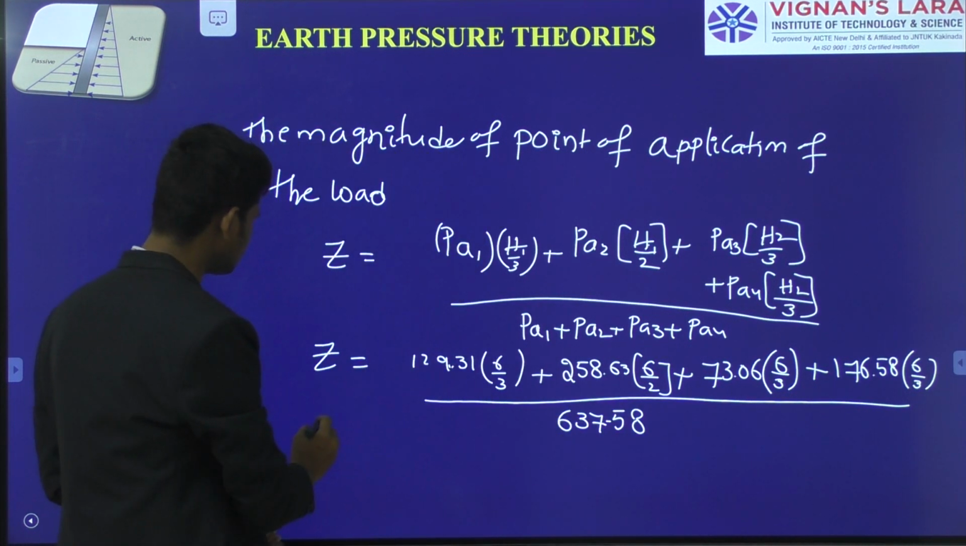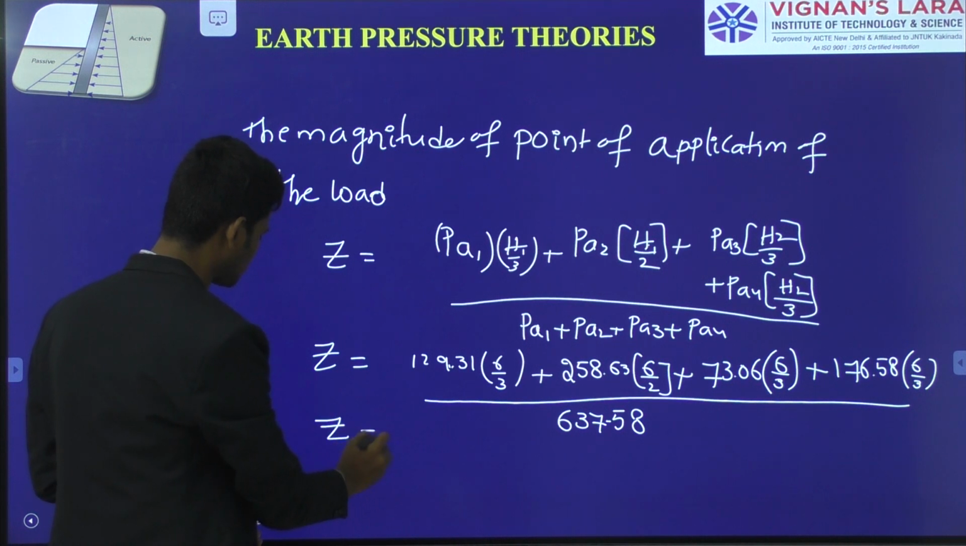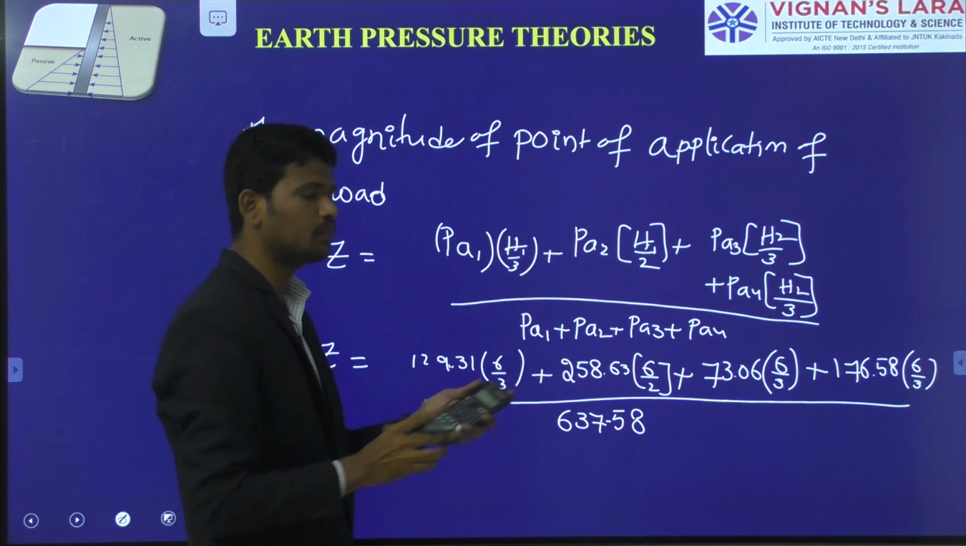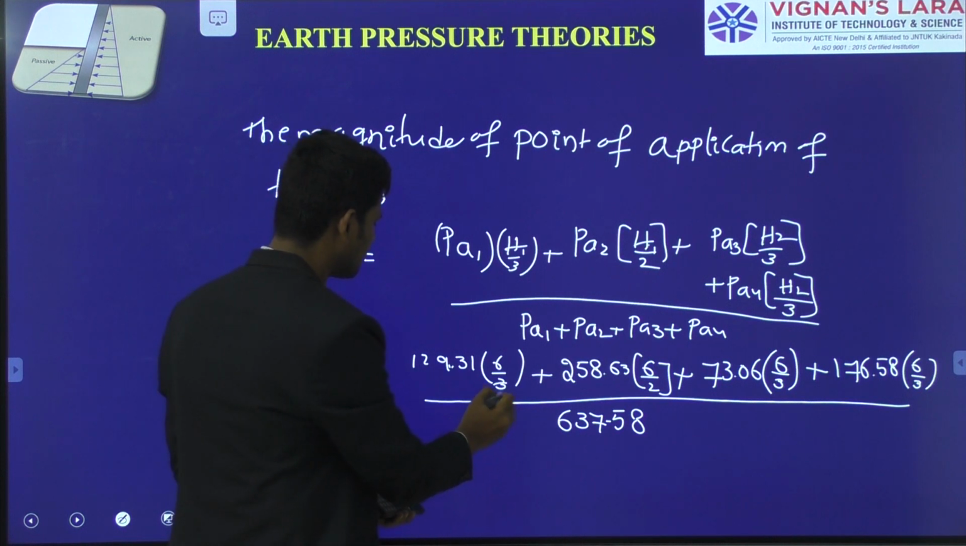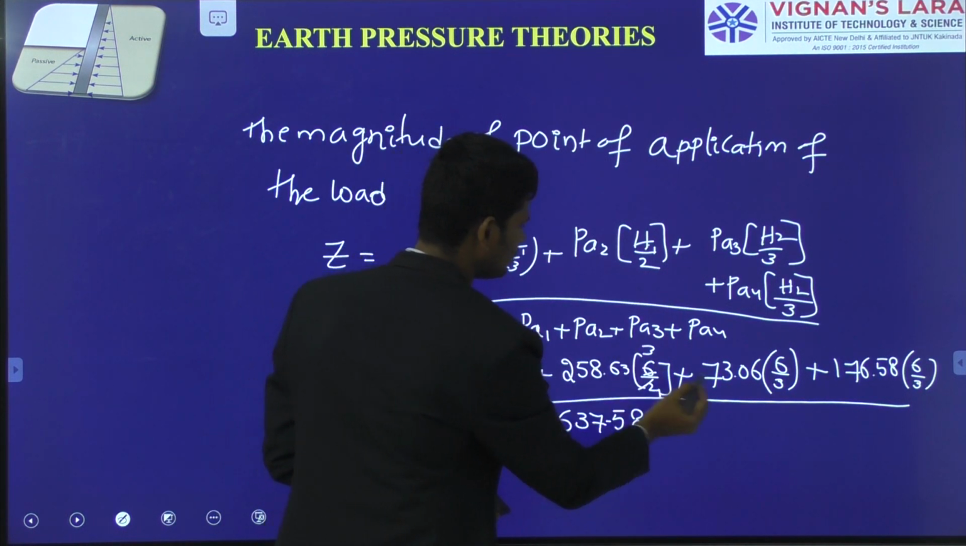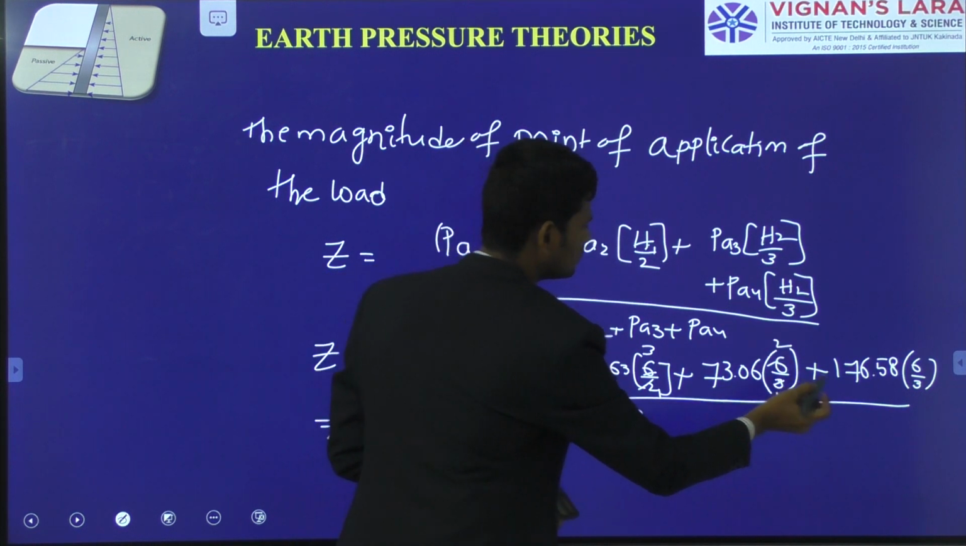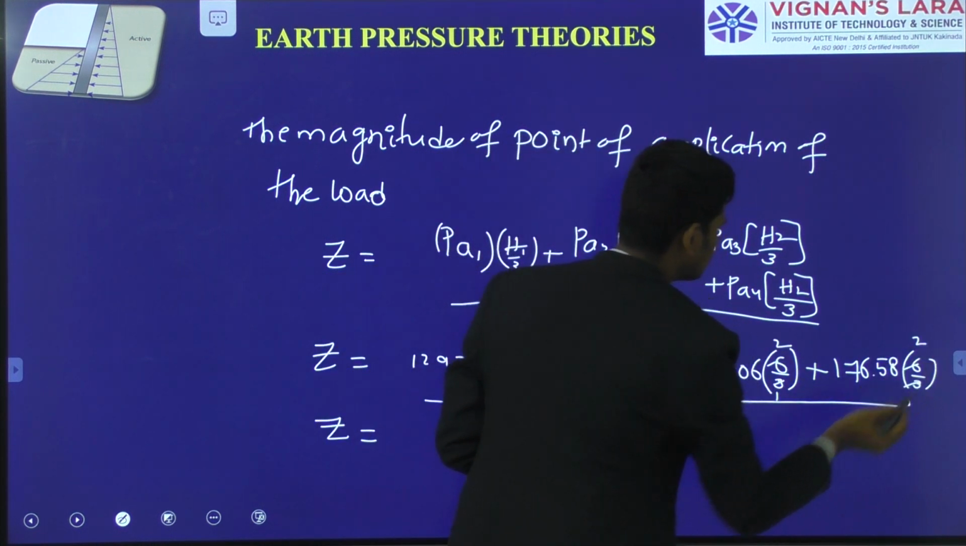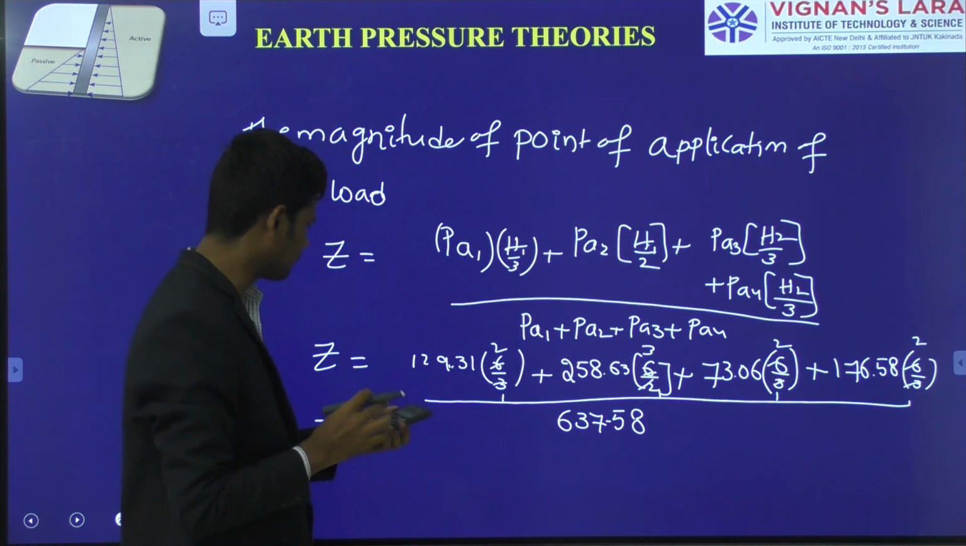637.58. If you calculate this, you will get the point of application of the load. Okay, I am calculating the point of application of the load. That is nothing but 3 1 2 3 2s: 2 ones into 2 3s, 3 1 into 3 3s, and 3 1 into 3 2s. Okay, simply you can double.